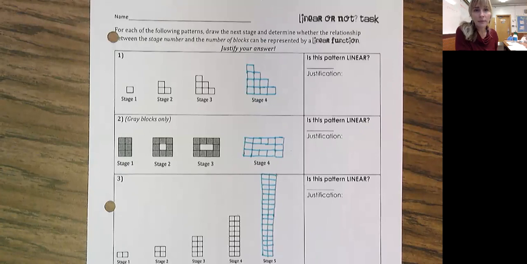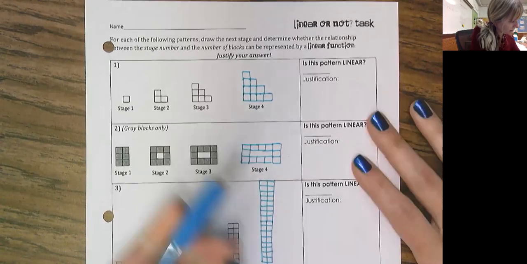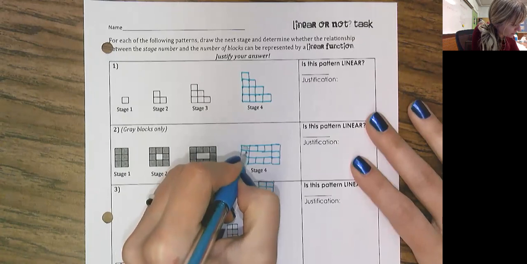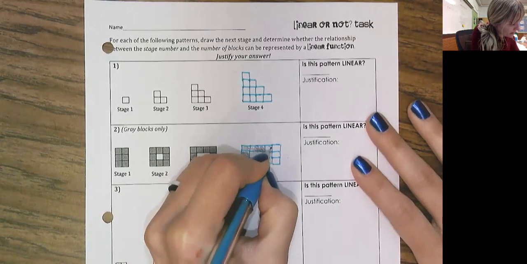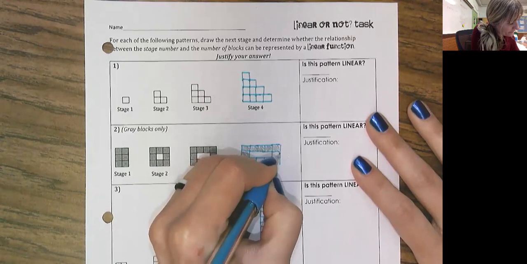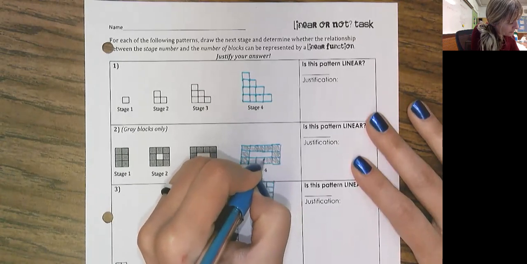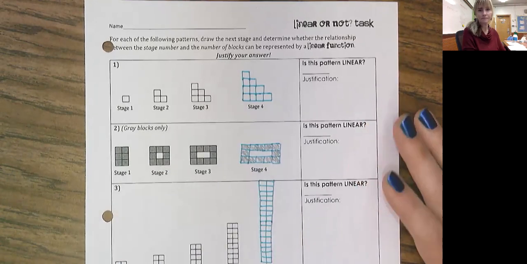All right, did you correctly draw the next stage? And did you draw it as beautifully as I did? This one's actually hard for me to notice when it's not gray, so I'm just going to shade these real quick. But take a look and see if you followed the pattern and saw what was happening, okay?